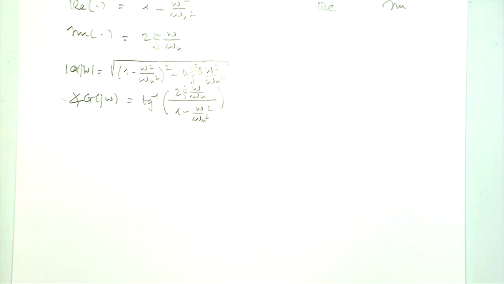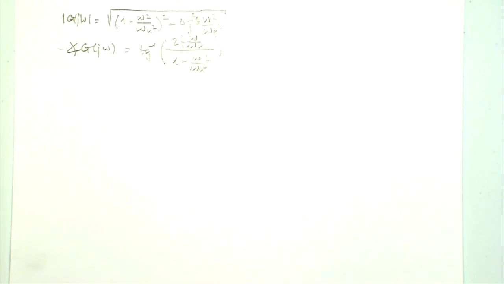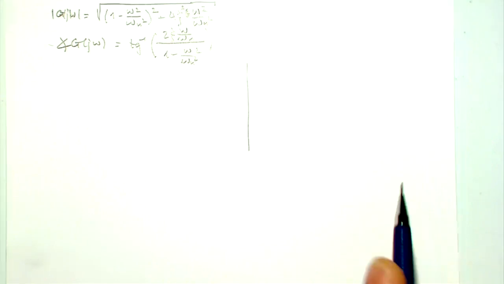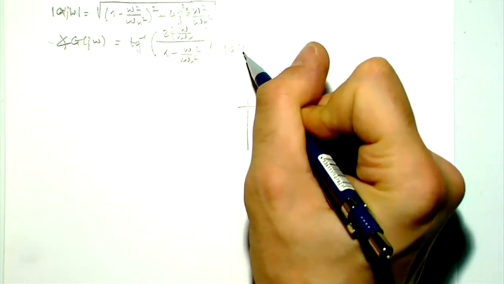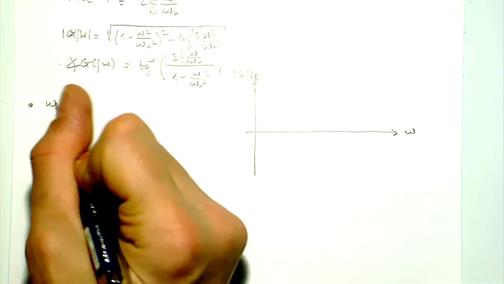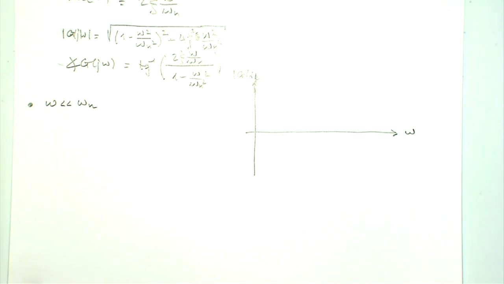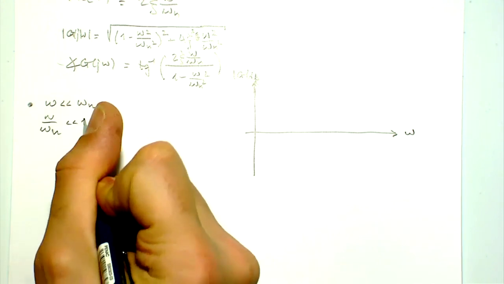Now, what do we want to do? We want to be able to describe the behavior of this thing in an approximated, easy way. So what's the first thing we would do? We start again from the magnitude in dBs, and we look at limit cases because it makes our life easier. So the first limit case is, let's look at if omega is much smaller than omega n, as we did before. This means that omega over omega n is much smaller than 1, right?